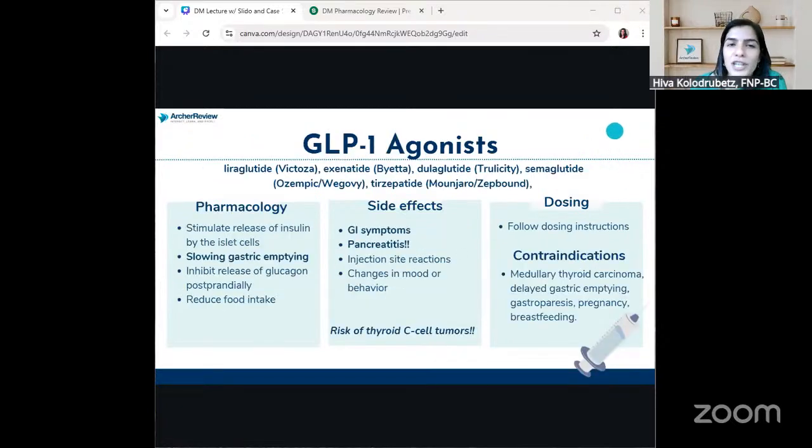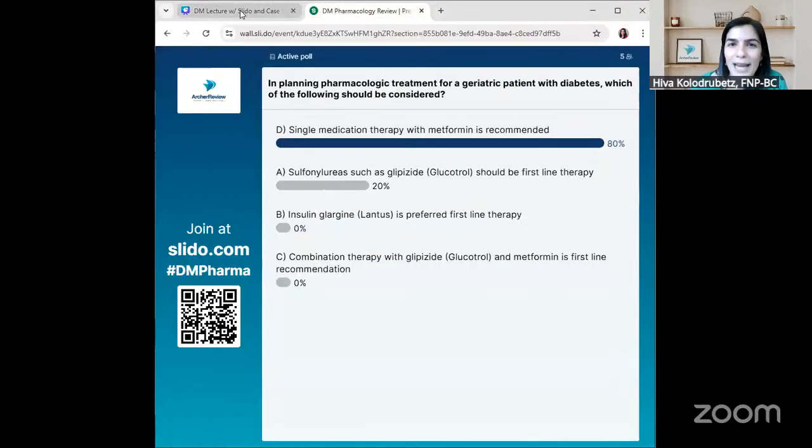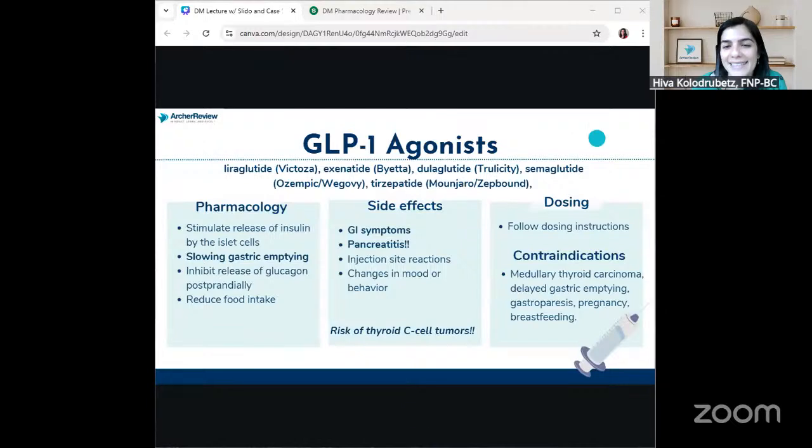All right, our GLP-1 agonists. So these GLP-1 agonists have gotten a lot of buzz, and we all know why. Go ahead and put it in the chat for me. Why do we know about our GLP-1s, you guys?